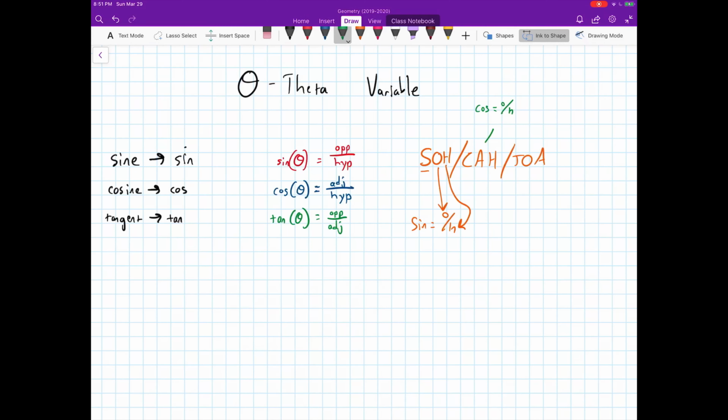So the A, I'm sorry, that's supposed to be an A. Adjacent over hypotenuse, you see the A is there and the H is there. And then the last one is tan, and that is opposite over adjacent. So the O is there and the A is right there. So that's just one way that I've used to remember it.